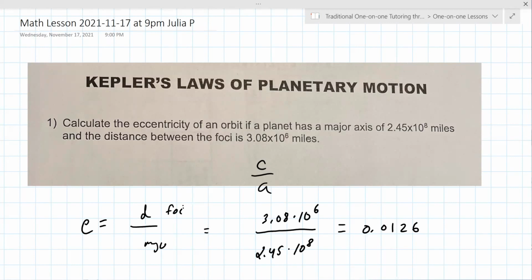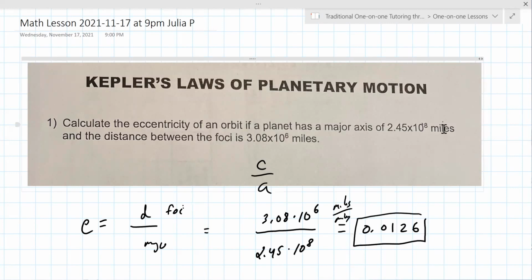And notice the units are the same, so they just cancel out, miles over miles. So it's just this number here. But go ahead and check that, make sure it's something you got. Yeah, that's what I got. Right.